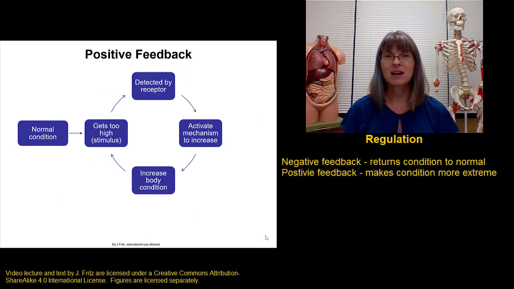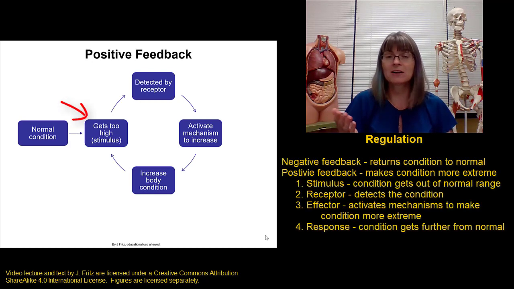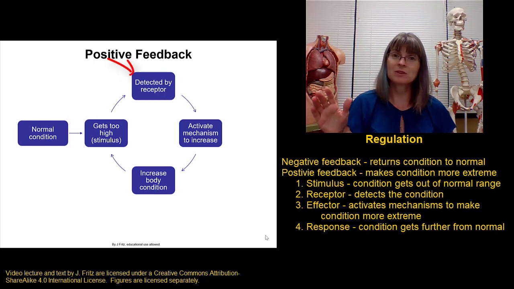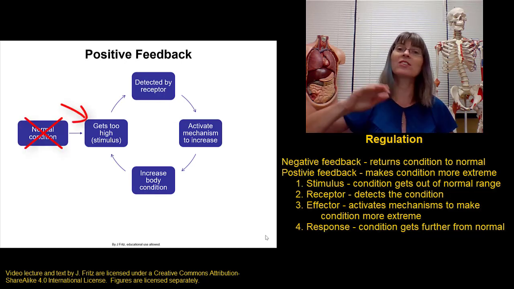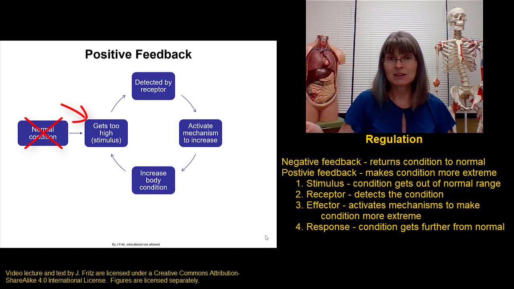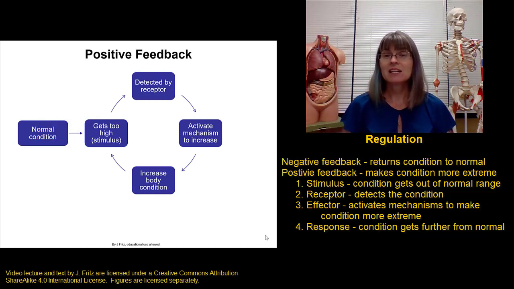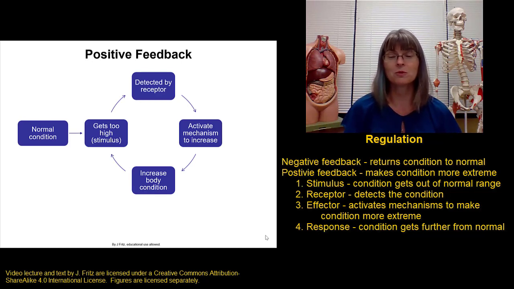Positive feedback mechanisms are a different story. With positive feedback, whenever a normal body condition gets a little bit out of the normal range, too high or too low, this is detected by a receptor, which then activates mechanisms to make it worse, to make it further from normal, which is then going to be detected and activate mechanisms that bring it even further from normal. Positive feedback keeps making the situation more extreme instead of returning it back to normal. There aren't very many things in the body that are handled by positive feedback, but there are a few.